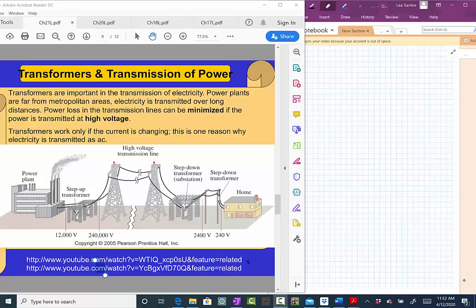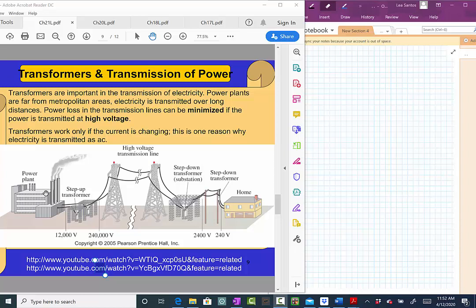So in the previous lecture, we discussed how we generate electricity. Now we talked about the AC generator, so alternating current being created, being produced in a power plant. Now let's discuss how it gets to our house. Okay, so that's what this figure is trying to tell us.